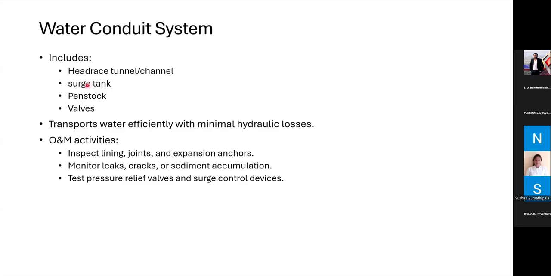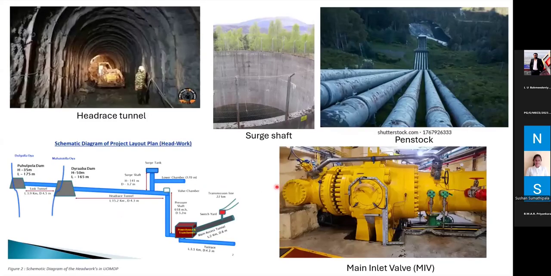Then you have the surge tanks, penstocks, and valves associated with them. We'll see what they are doing separately. The main job of this conduit system is to transport the water efficiently with minimum hydraulic losses. Regarding the O&M activities, inspecting lining, joints, and expansion anchors on the penstocks, monitoring leaks, cracks, and sediment accumulation in the tunnels, and testing pressure relief valves and surge control devices associated with the conduit system.